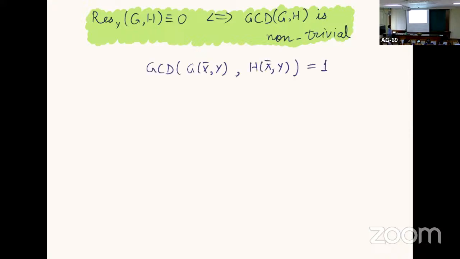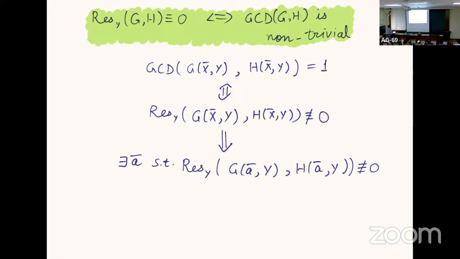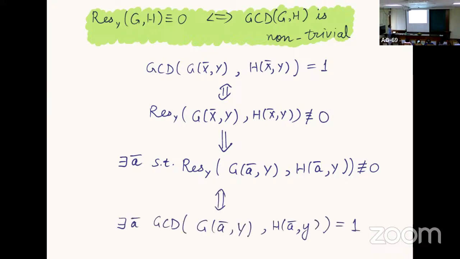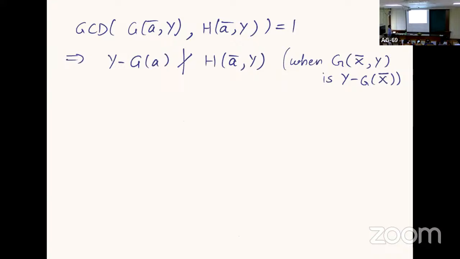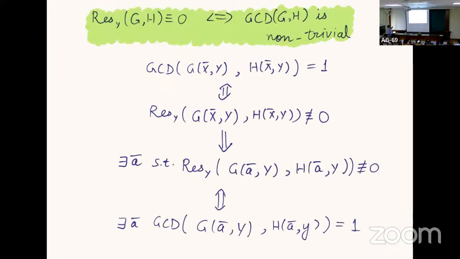And why is this important? When we started off with our factor g and the quotient having GCD 1, that means that their resultant is non-zero. So the GCD is trivial, which means the resultant is non-zero, which means that there exists an instantiation of the x variables so that the resultant still stays non-zero, which means that there exists an instantiation so that, when you set the x variables to a, the GCD of the factor and the quotient remains 1. And this is true in general, not just for factors of the form y minus g(x).